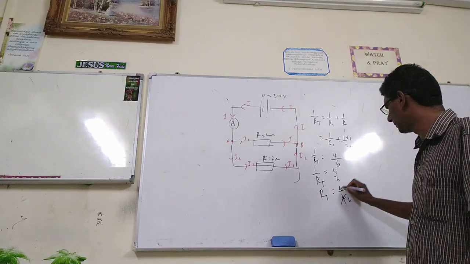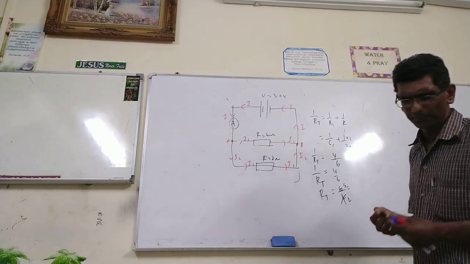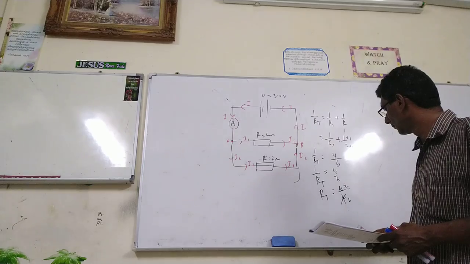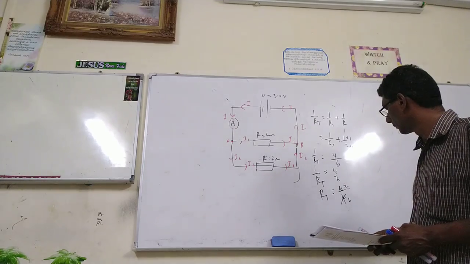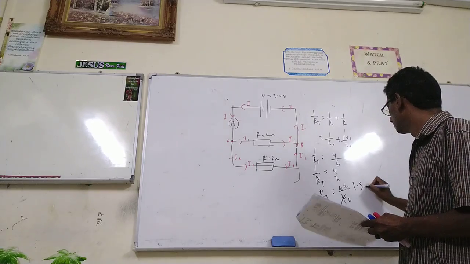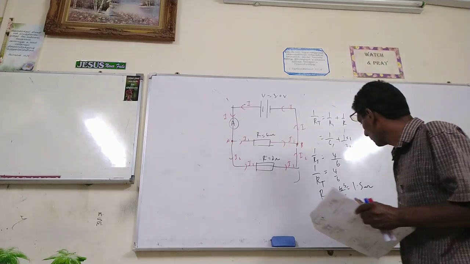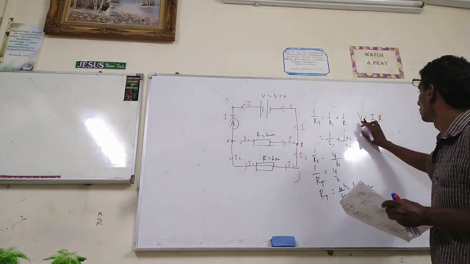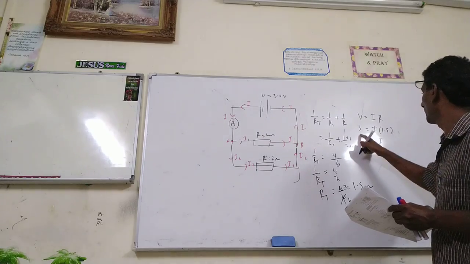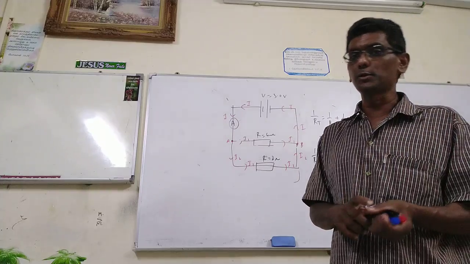RT is 1.5 ohm. Then the total current: I equals V over RT. Total voltage is 3 volt, total current we don't know, total resistance is 1.5. So I is 3 divided by 1.5, which is 2 ampere. The total current is 2 ampere.